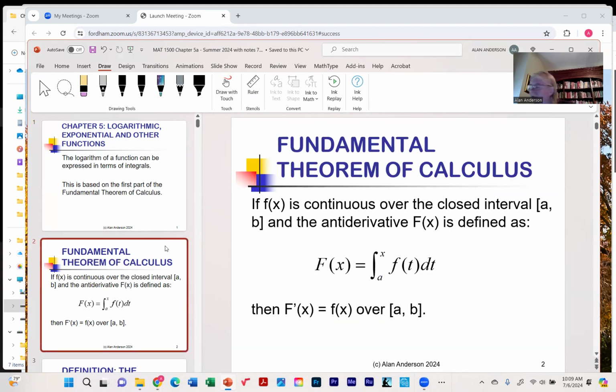So if you recall the definition that we've been using, f of x is just some function. Here it is assumed to be continuous over some closed interval a to b. Capital F is the antiderivative or integral. And so if you integrate over the interval from a to some x, then what this indicates is that F prime of x, the antiderivative, is equal to this function over the interval from a to b. This is the statement of the first part of the fundamental theorem of calculus.